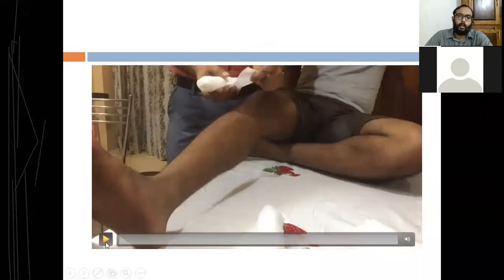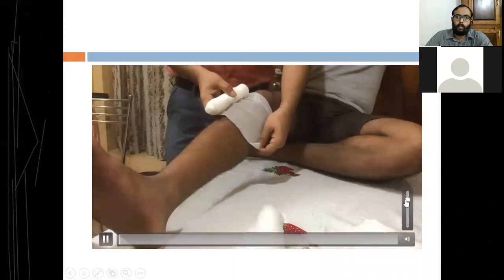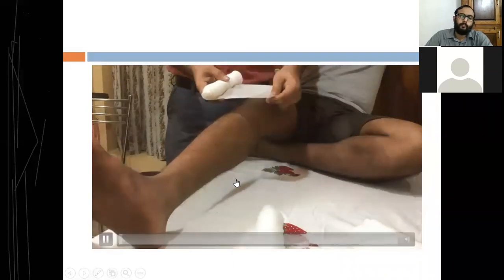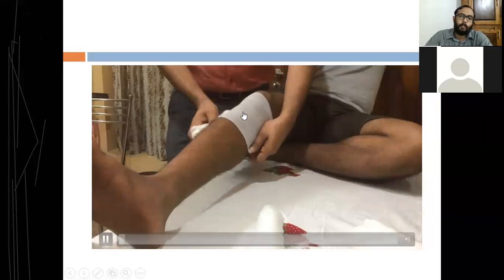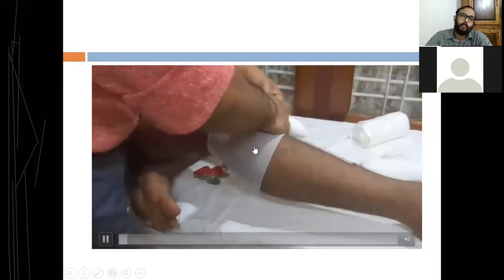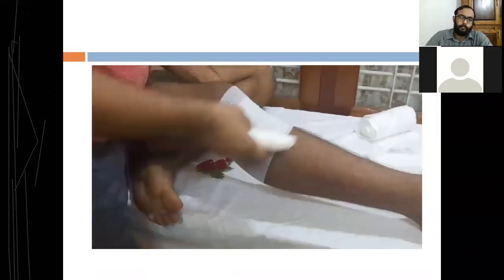This is swastika bandha of the knee joint. Swastika bandha of the knee joint. Actually, this particular material is called muff. This is very soft. This is muff.